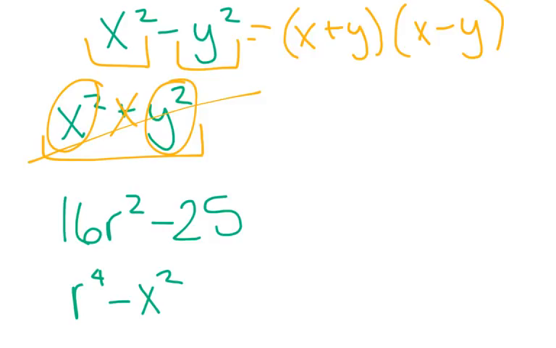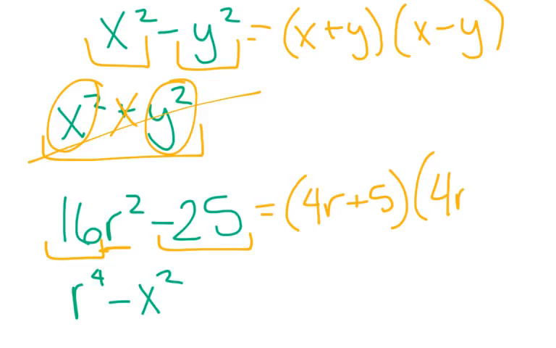16r squared minus 25. Well, r squared is a squared value, 25 is the same as 5 squared, and 16, this coefficient here, is also a squared value. So even though we have a coefficient for r squared, we can still use our difference of squares to factor this out. This will turn into 4r plus 5 times 4r minus 5.